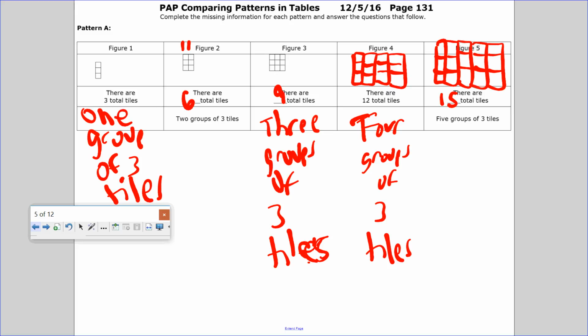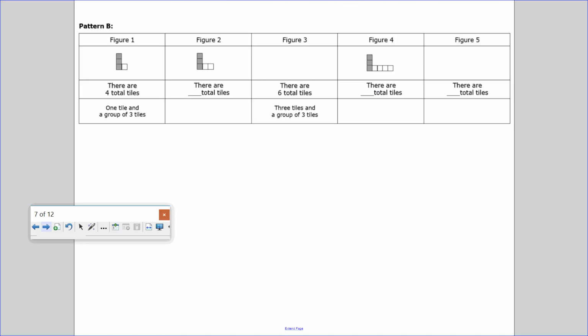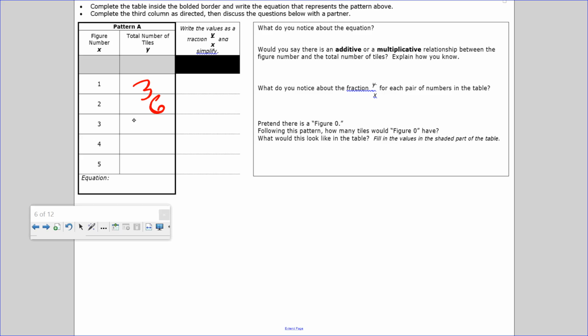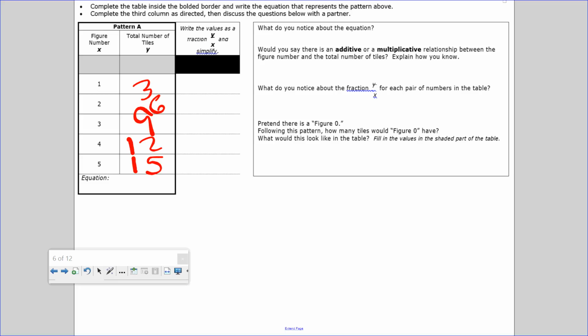Go back up. Figure one has three tiles. Figure two has six tiles. Figure three has 9. Figure 4 has 12. Figure 5 has 15. So do you notice a relationship about this? If I know the figure number, to get the total number of tiles I would have to multiply by 3.